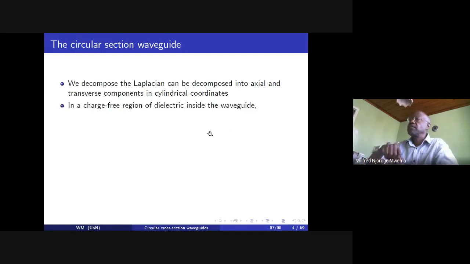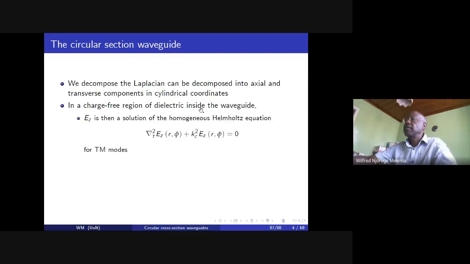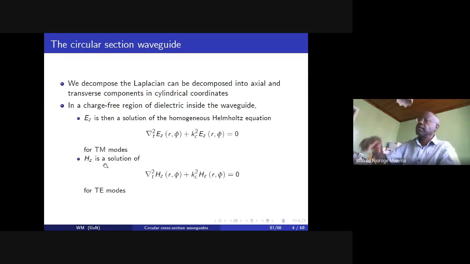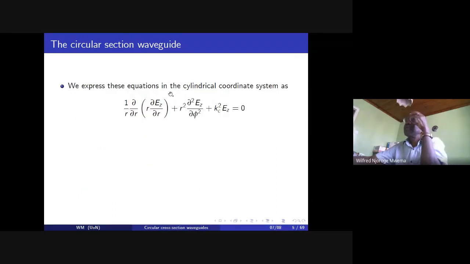So in a charge-free region of the dielectric inside the waveguide, we can see that Ez for TM modes is going to be a solution of the Helmholtz equation given by del_T squared of Ez(r, phi) plus Kc squared of Ez(r, phi) equal to 0 for TM modes, and for TE modes, the Hz will be the solution of a similar equation, but now using the axial magnetic field component. So we'll express the equations in the cylindrical coordinate system as follows.